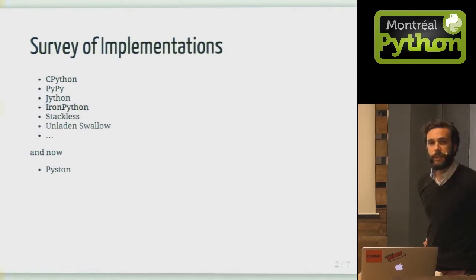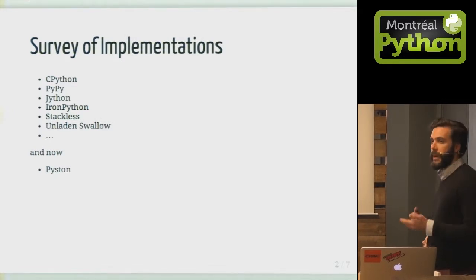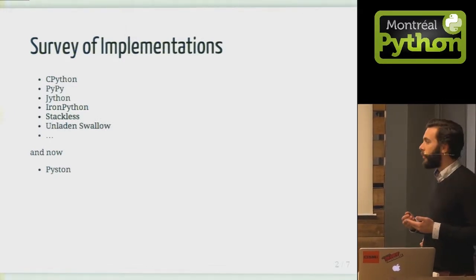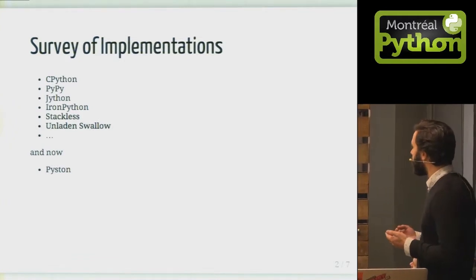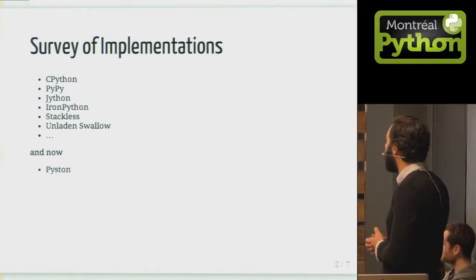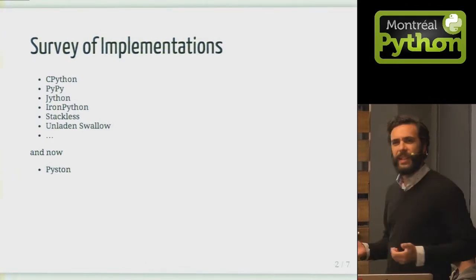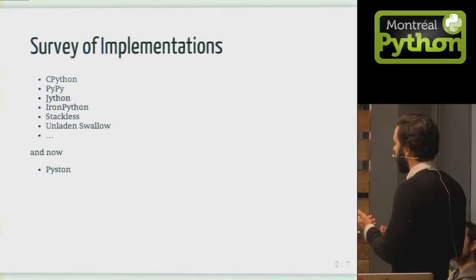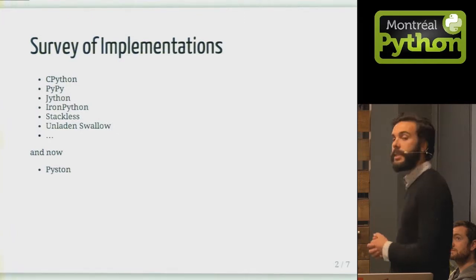JIT compiler. You might have heard of RPython. It's written in Python itself. It's kind of like Rubinius, for Ruby folks. There's Jython running on the JVM, IronPython on .NET. There's Stackless Python. I don't know if it's still active. Basically, it tried to address concurrency issues with the GIL in CPython.